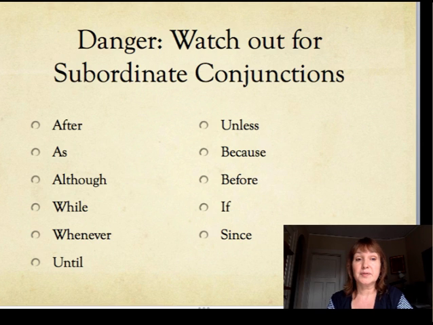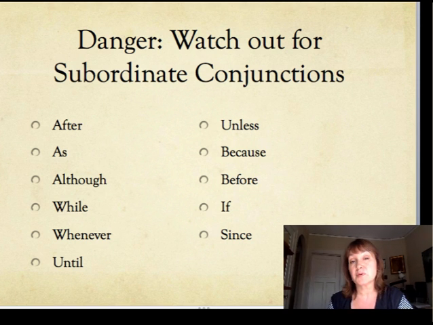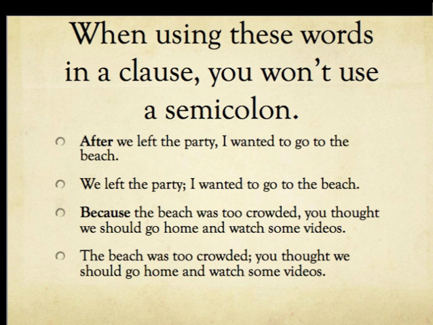Now be careful here because you want to watch out for subordinate conjunctions. You might know these as the awubis words. These words, when used at the beginning of a clause, make the clause a dependent one. Thus, not a complete sentence in and of itself. If you start a sentence with one of these words, you are not going to use a semicolon before you get to that independent clause. When using these words in a clause, you won't use a semicolon.